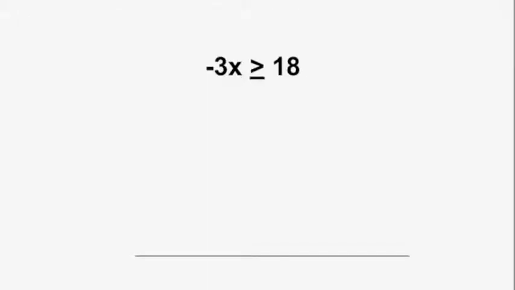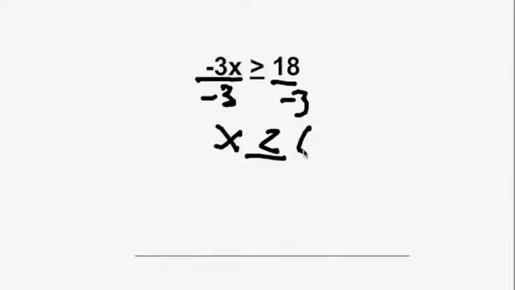So let's consider the inequality negative 3x is greater than or equal to 18. So you divide by negative 3. When you divide by a negative number, you have to remember to flip the sign. So you would have x is less than or equal to negative 6. And so then you can label your points, and it's a less than or equal to, so it's a closed circle.